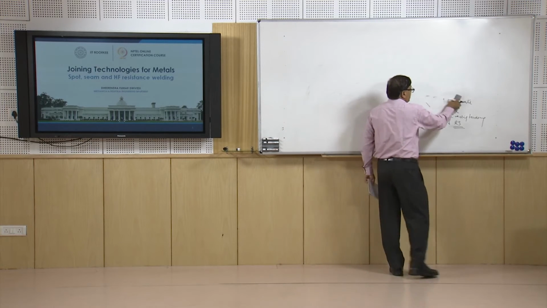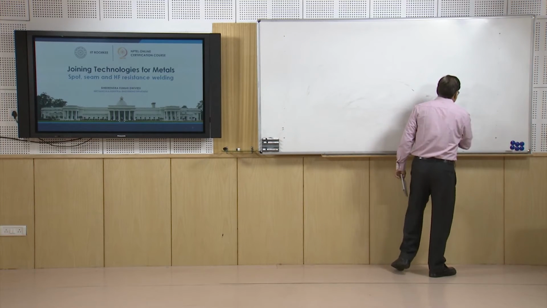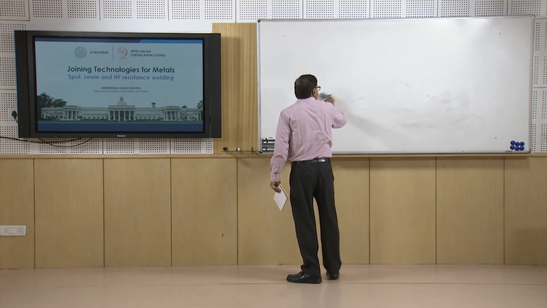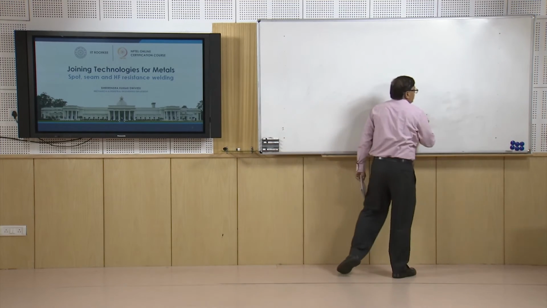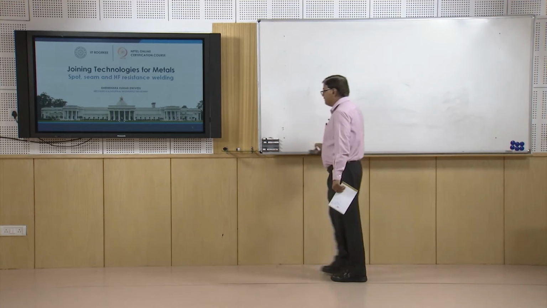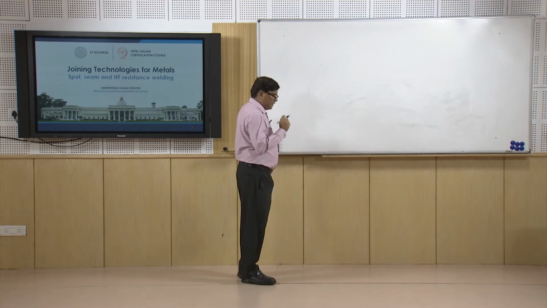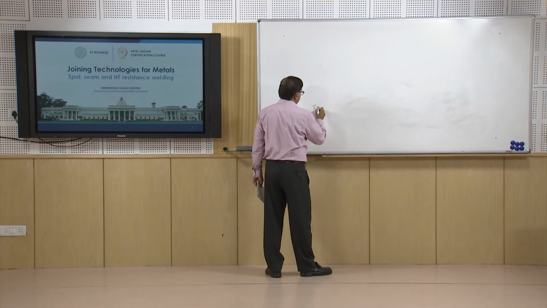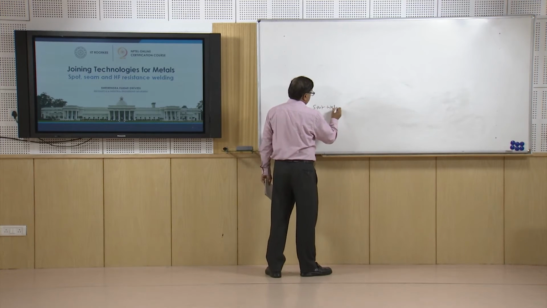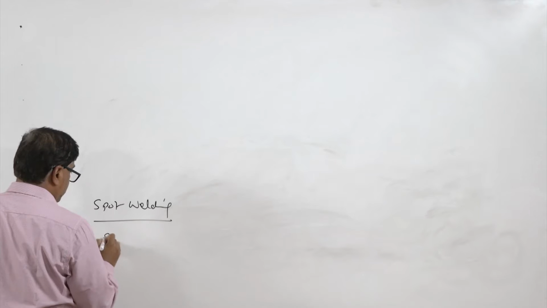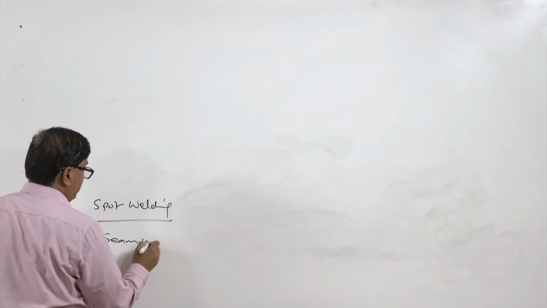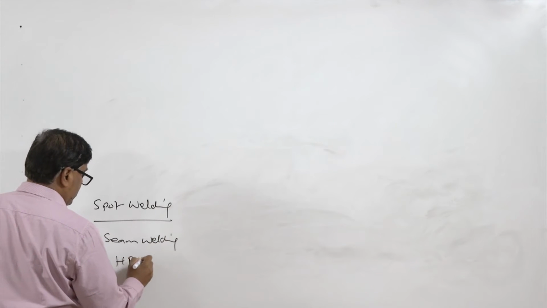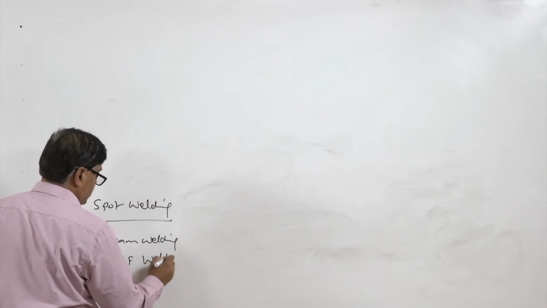So, now we will see the details of the three specific processes: spot welding, seam welding, and high frequency welding. We will be starting with spot welding, and thereafter we will go to seam welding and then high frequency welding processes.